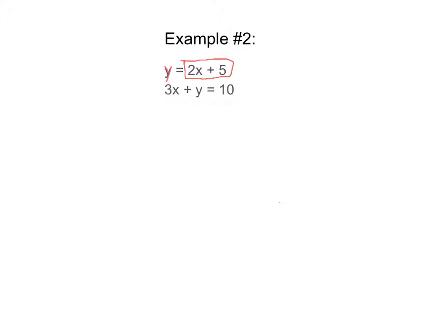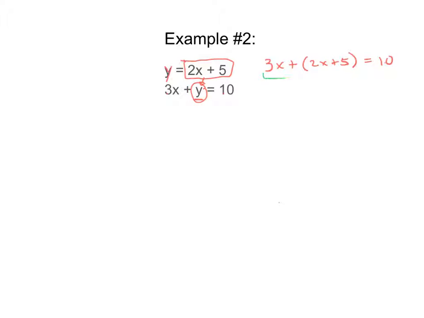So I'm going to take that 2x plus 5 and plug it into my second equation in place of y. That's going to give me 3x plus, and instead of this y, I'm going to put in this 2x plus 5, and it's all still equal to 10. So all I've done is I still have my 3x from right here, I still have my 10 from here, and in place of this y, I put in what I had my first equation solved as.